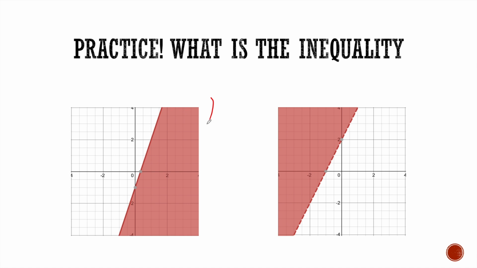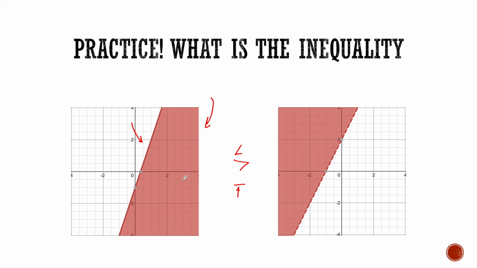Okay, first I'm going to start with this graph. The first thing I want to do is look at the line, because the line is going to tell us whether we have just a greater than or less than, or whether we have an equal to symbol under it. Now, like I said before, whether the line is solid or dashed will tell us this. Because this line is solid, we know we have an equal to symbol under it.